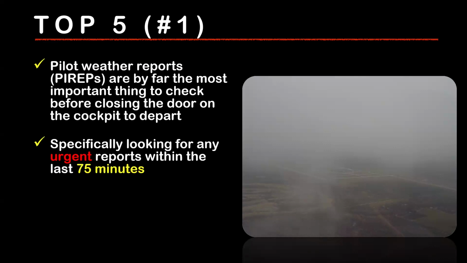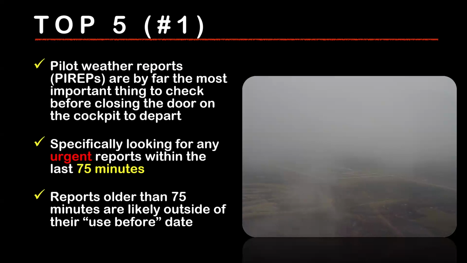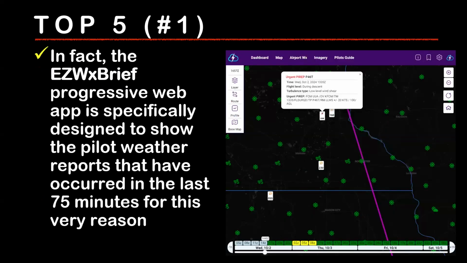Once you get about 75 minutes old, generally speaking, pilot reports age out overall. So if it's older than 75 minutes, I don't generally look at it. This is kind of the use before date, if you will. Anything older than 75 minutes is historically known to be not as relevant. In my EZWxBrief app, for instance, I have it set up specifically so that when you set the departure advisor on a particular time, it will only show you those pilot weather reports that are within the last 75 minutes for that purpose.